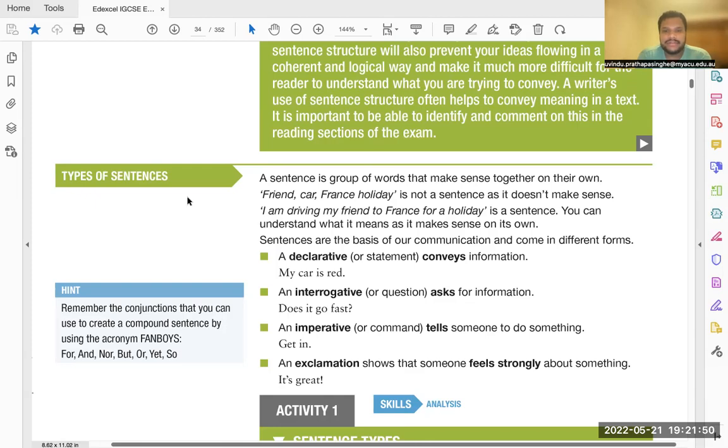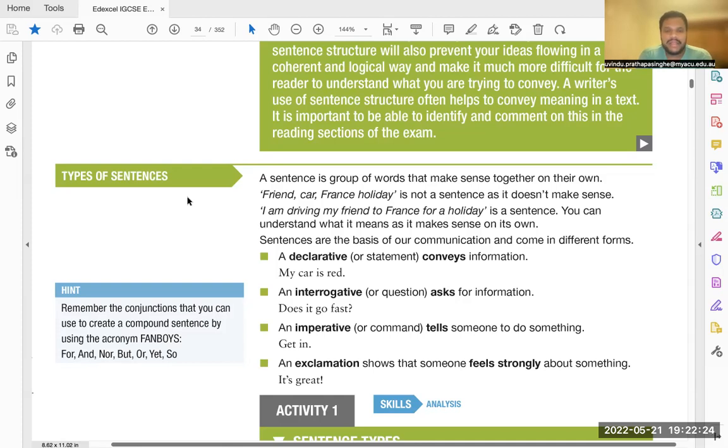For example, let's take a sentence. My cat is brown. In that sentence, my cat is the subject and the verb is the be verb denoted by is in this simple present sentence. My cat is brown, brown being the object.